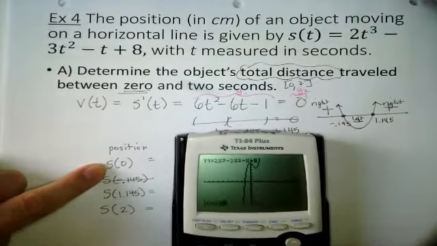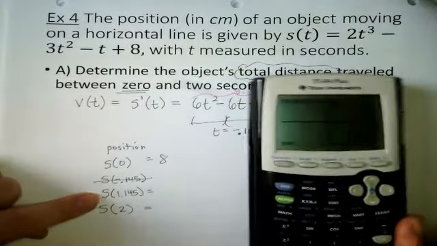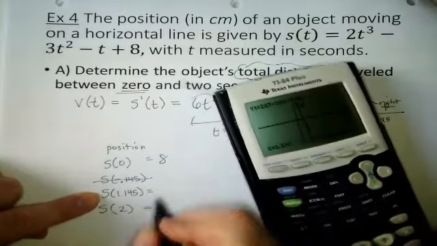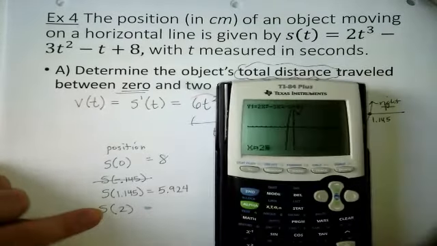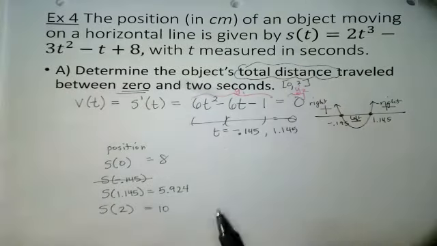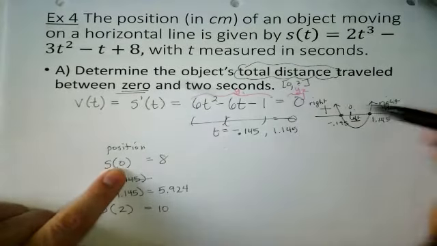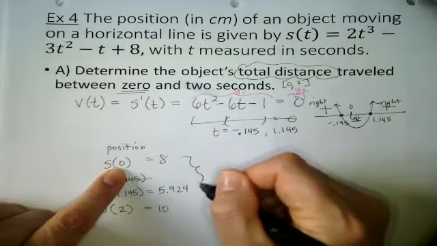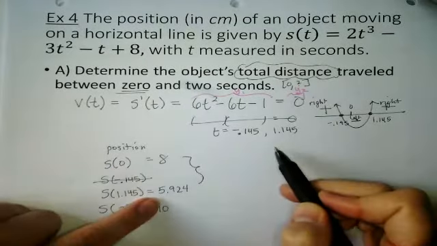I'm going to do trace 0 to see what the position was at 0, and we know it's 8. I'm going to go ahead and do 1.145, and I get 5.924 centimeters, and then at 2 seconds, he's at 10 centimeters. So what's happening here? Well, at 0 seconds, 0 is like right here. He is moving to the left, and so he's moving from 8 centimeters back to the left to 5.9 centimeters.